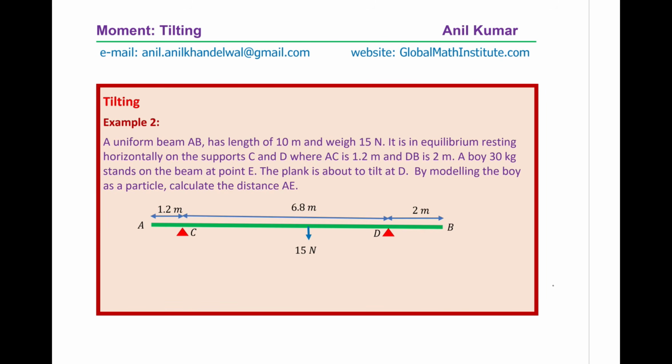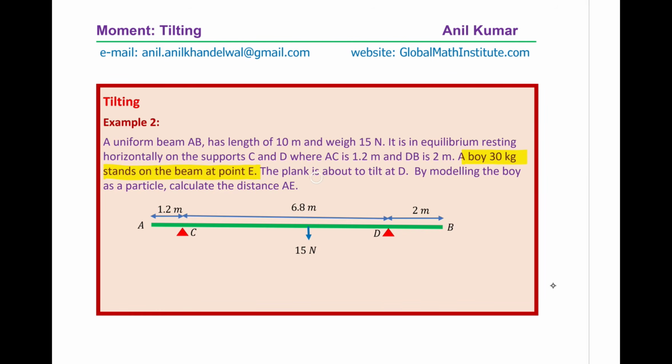Example number 2: a uniform beam AB has a length of 10 meters and weight 15 newtons. It is in equilibrium, resting horizontally on the supports at C and D, where AC is 1.2 meters and DB is 2 meters. A boy of 30 kg stands on the beam at a point E. This is important to understand. A boy of 30 kg stands on the beam at point E.